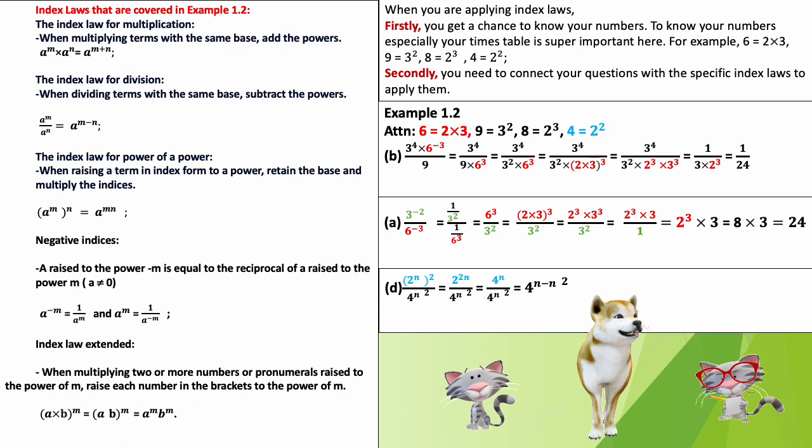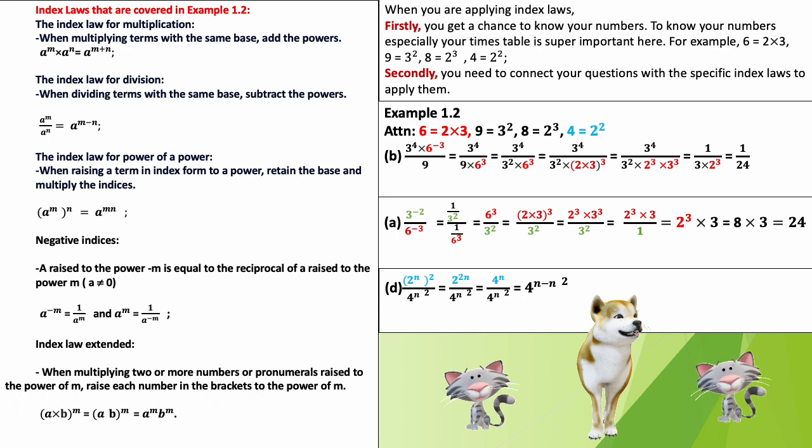According to the extended index law, when multiplying 2 or more numbers or pronumerals raised to the power of m, raise each number in the bracket to the power of m. So we can rewrite that bracket 2 times 3 bracket cube as 2 cubed multiplying 3 cubed. That's the fourth step. And we can still copy the denominator 3 squared.